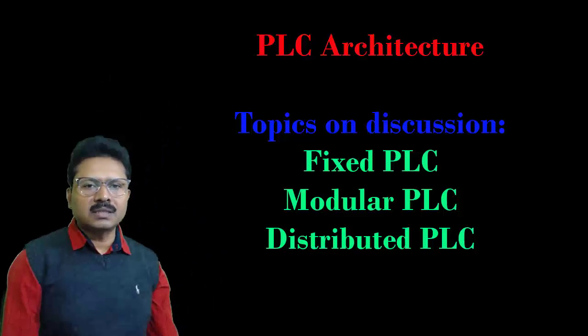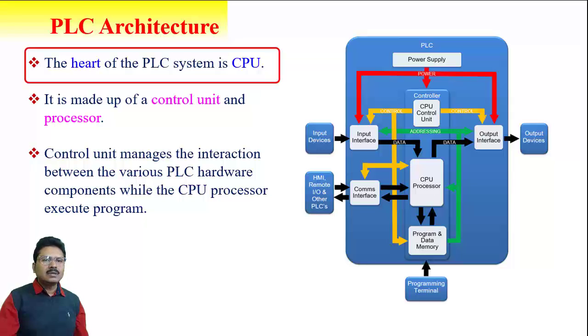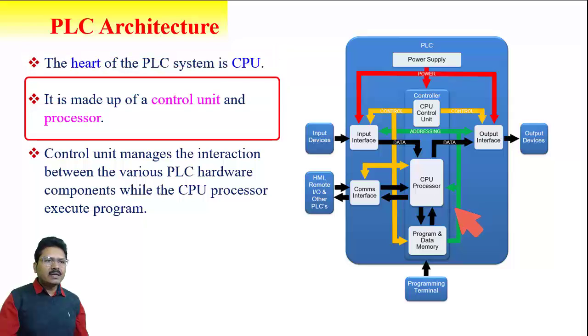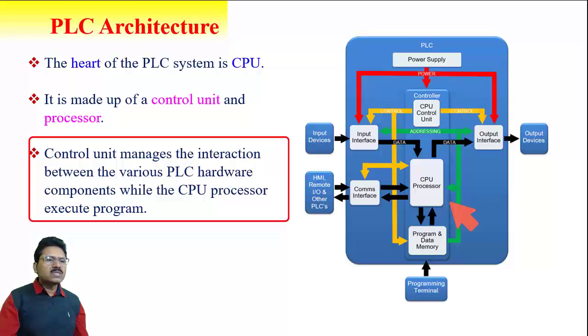Entering into the discussion. Before entering into the different hardware architectures, I am explaining how a PLC works. This is a very good diagram I found. Here, the CPU is the main part of the PLC, which is normally called the heart of the PLC. It is made up of a control unit and a processor. The control unit manages interaction between various PLC hardware components, while the CPU processor executes the program.